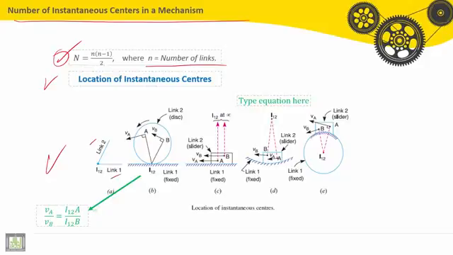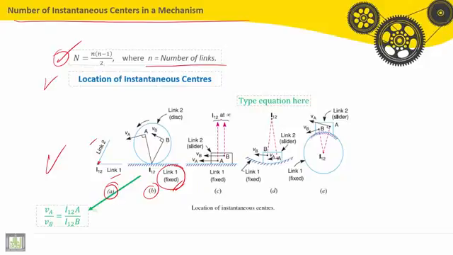Between link 1 and 2, for the example A, this should be the instantaneous center of rotation I12. For the example B, here, we have link 2 rolling for the link number 1. Link number 1 is fixed to the ground.